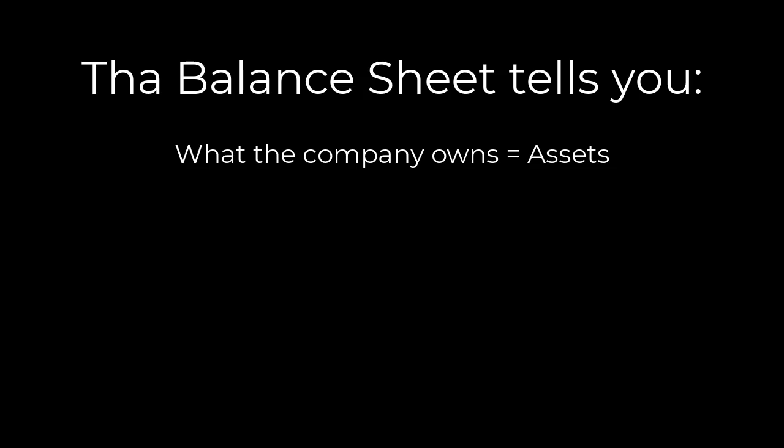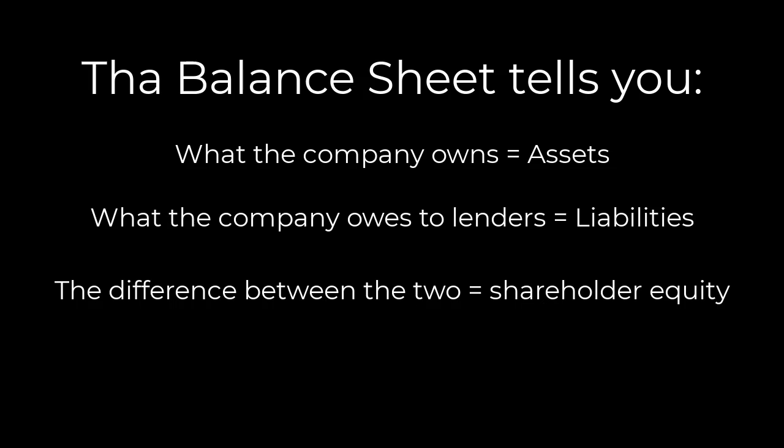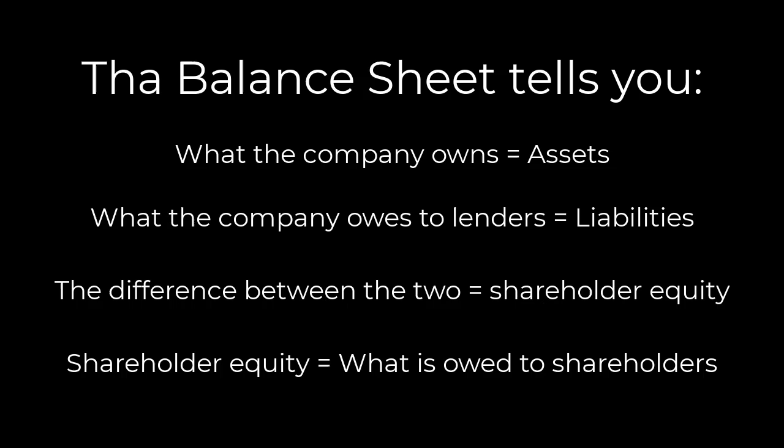The balance sheet tells you what the company owns, these are called assets, what the company owes to lenders, these are called liabilities, and the difference between the two. This is called shareholder equity. This is what is owed to the shareholders.